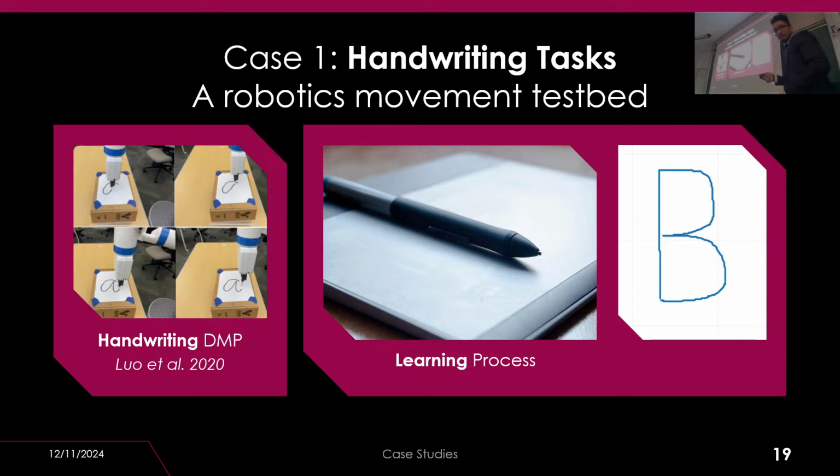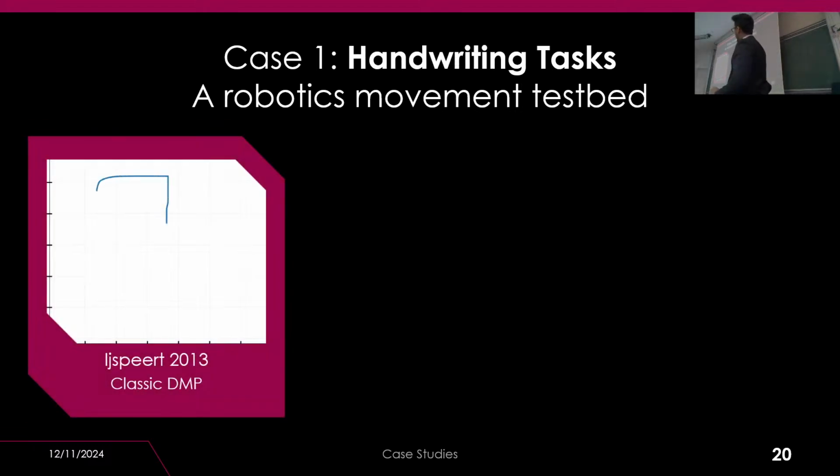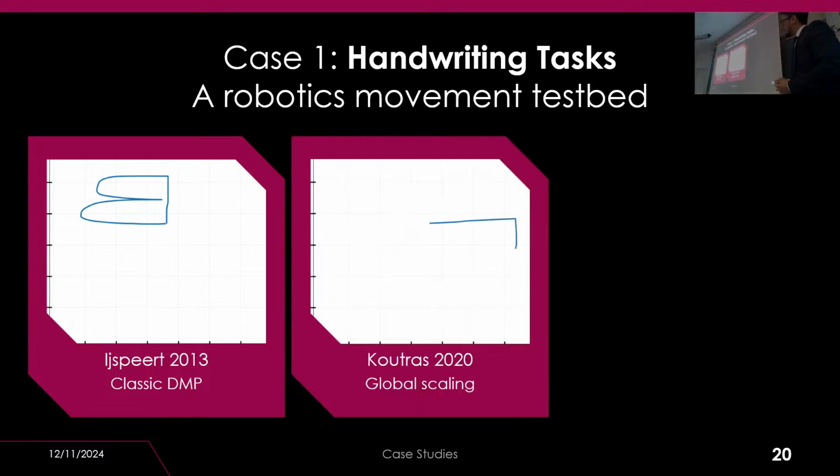Well, according to classic DMP literature, the method not only forgets about the rotation, it should be rotated, but it also deforms and sort of skews the shape. Why is it? Well, classic DMP considers every single axis on the Cartesian space, X, Y, Z, as independent variables. There is no, as I mentioned, geometrical coherence. Koutras and Bulgari in 2020 proposed a solution for this with the global scaling and rotation framework based on DMPs.